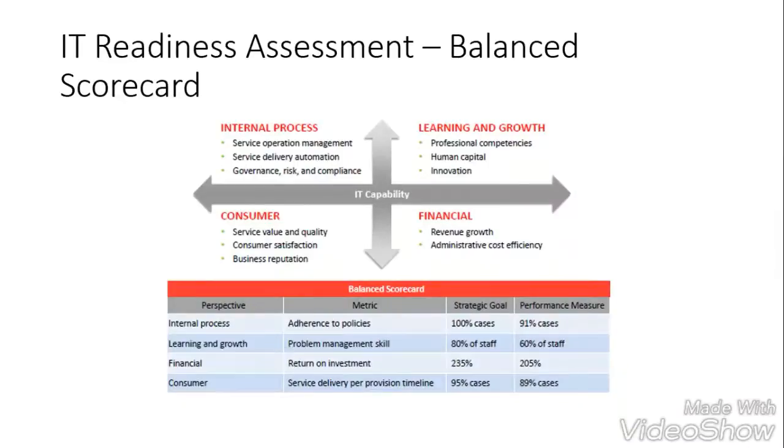IT readiness assessment uses the balanced scorecard. IT capability has 4 types: internal process, learning and growth, consumer, and financial. For internal process: service operation management, service delivery automation, governance, risk, and compliance. For learning and growth: professional competency, human capital, innovation. Consumer: service value and quality, consumer satisfaction, business reputation. And for financial: revenue growth, administrative cost efficiency.